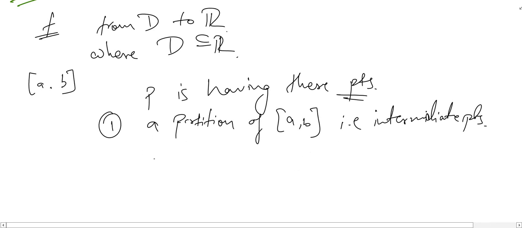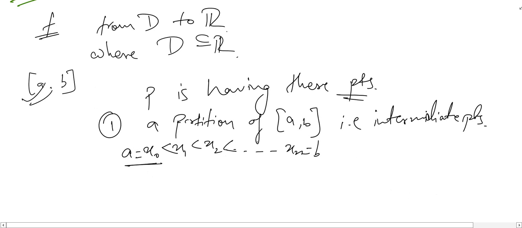So the points can be A equal to x naught. The rightmost limit would be taken as x naught, and then it would increase up to some xn. This was the leftmost, the starting of the interval, and this point B would be the ending of the interval, right?